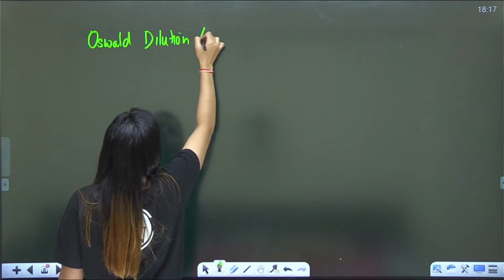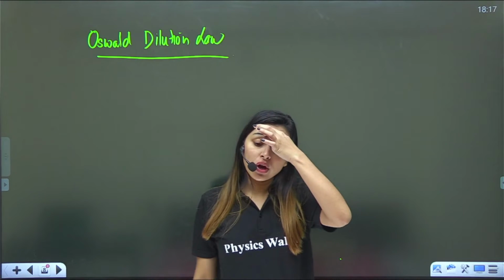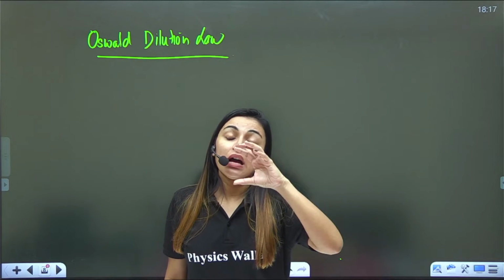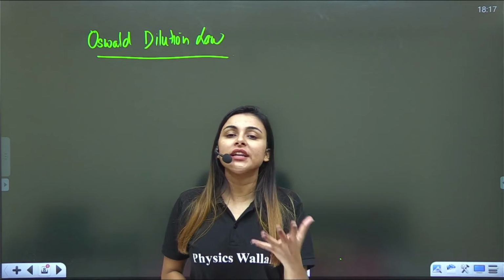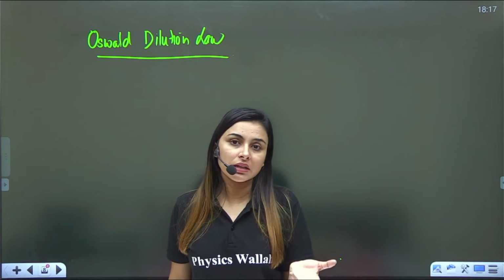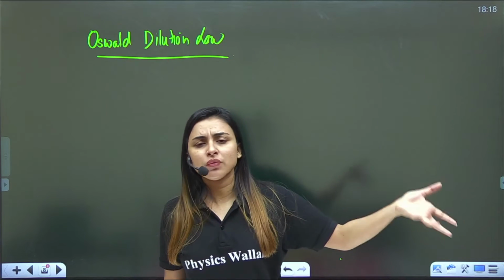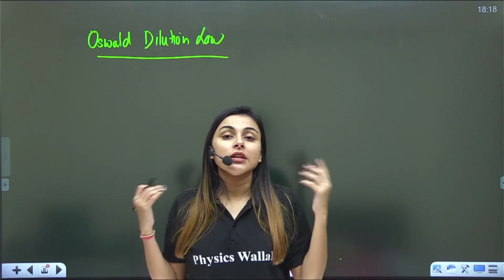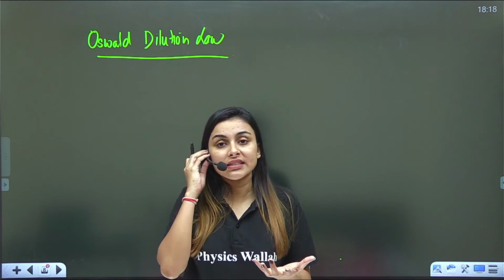Now, what does Ostwald dilution law say, my dear students? Ostwald dilution law actually says that as you increase the dilution, a particular electrolyte's ionization keeps on increasing. The more the dilution, the more the electrolyte will ionize. And it is majorly applicable to weak electrolytes because strong electrolytes actually completely dissociate. So the increase in dilution actually helps your weak electrolytes to ionize more and more.